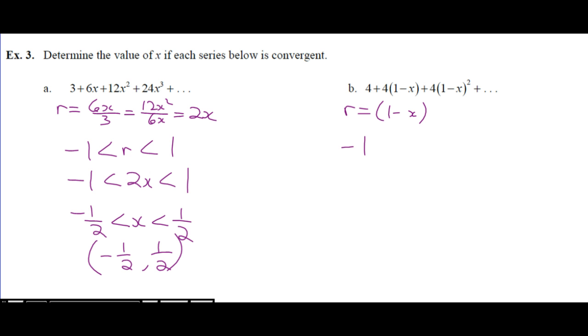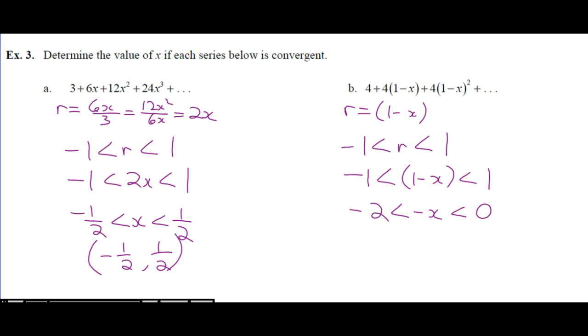So what are we going to start off by saying? Well, we know that r has to be between -1 and 1, and we're going to replace the r with 1 minus x. We're going to do some magic here. So what are we going to do to this? We're going to isolate the x, right? So should we get rid of that 1 in the middle? How do we get rid of the 1? We subtract it, right? So subtract 1 from everything. Gives us -2 is less than -x is less than 0.